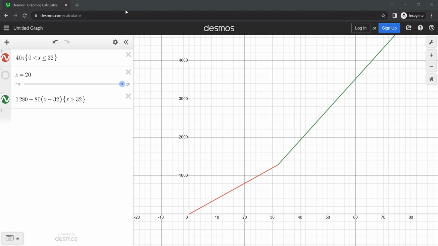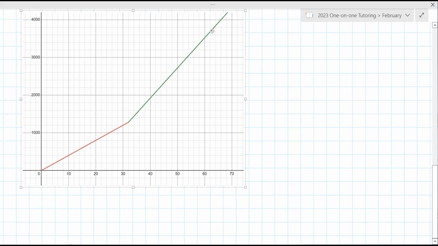All right, so here we go. New share. All right, so here is the graph. Let's let that load up. Again, that red is that first piece that we did, and the green is the second piece.